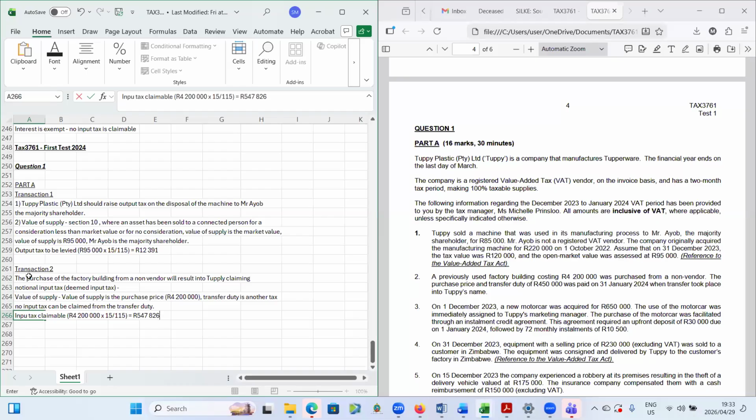Is there any part we feel we have not touched on? We have touched on transfer duty, which is very material. We've touched on the purchase price, which is very material. In this notional input tax, we touched it. Let's go to transaction 3.